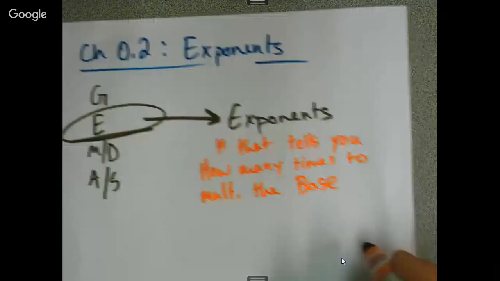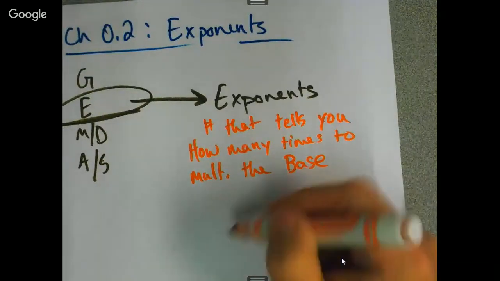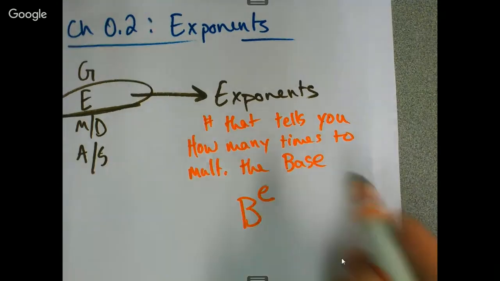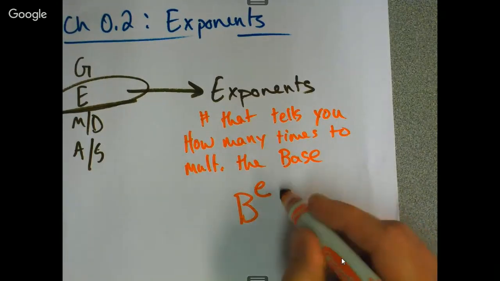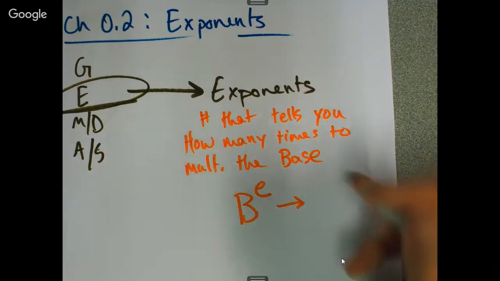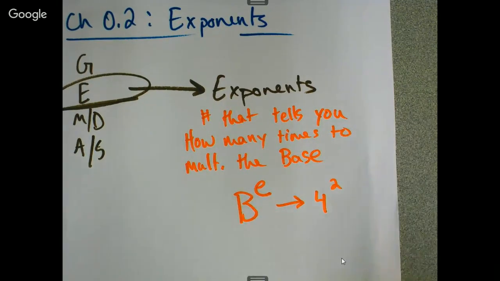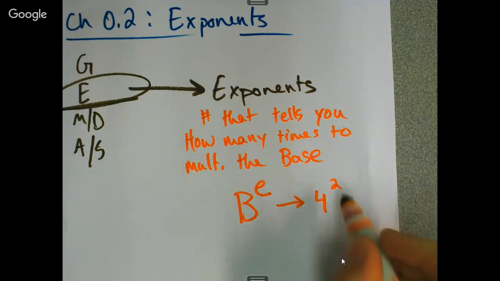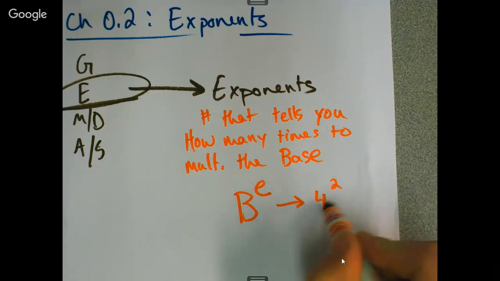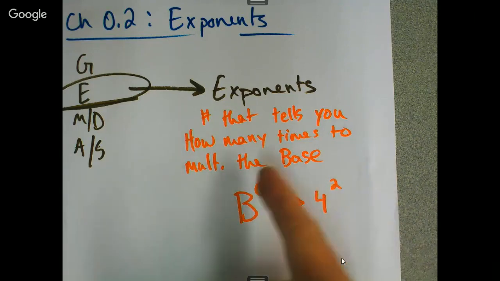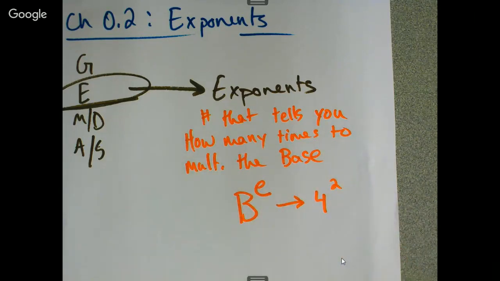Okay, so with an exponent, like I said, we have a base, and then we have our exponent. So base would be a big number, and then this exponent is a little number. It's called a superscript. So like 4 squared. Okay, 4 is your base, 2 is your exponent. This tells you that you are going to take 4 times itself twice. Okay, so an exponent is a number that tells you how many times to multiply the base.